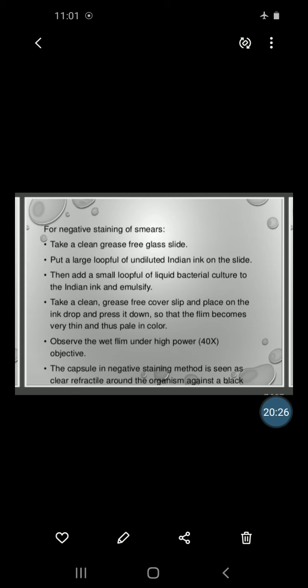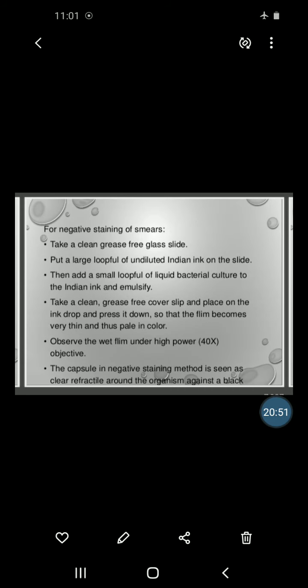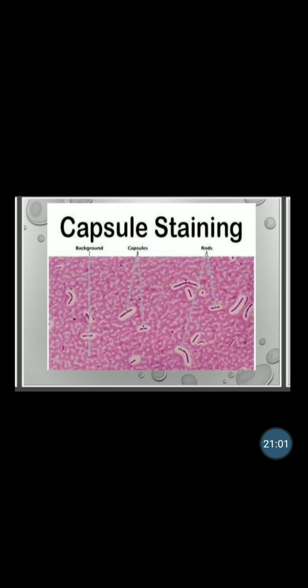Next, take a clean, grease-free cover slip and place it on the ink drop and press it down so that the film becomes very thin and thus pale in color. Then observe the wet film under the high power objective, that is 40x, and the capsule in the negative staining method is seen as a clear refractile halo around the organism against the black background.